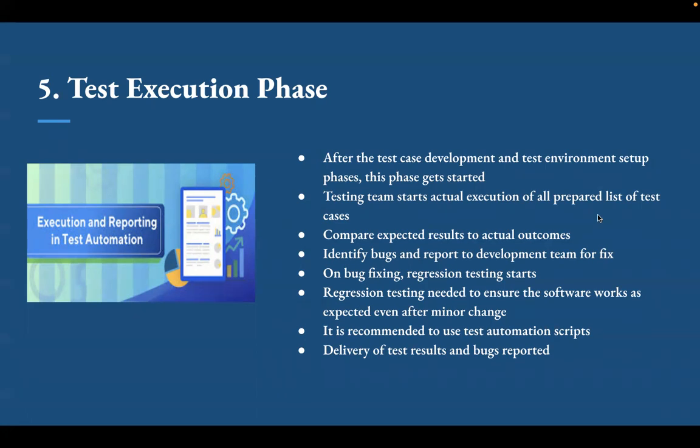Once the development team fixes the bug, regression testing starts. Regression testing is needed to ensure that the software works even after deploying a minor change. And because the same tests need to be run again and again after every bug fix and deployment, it is recommended to use test automation scripts.